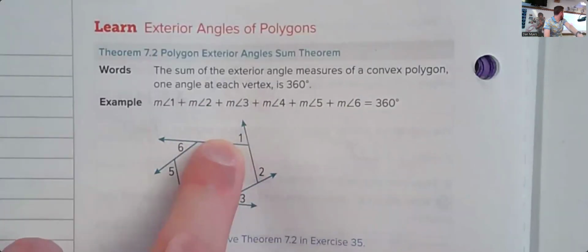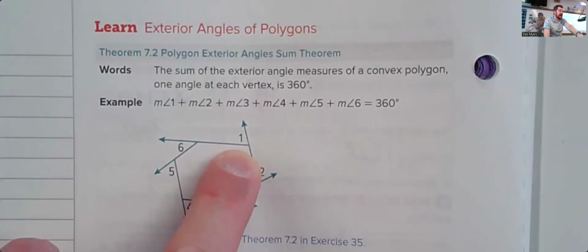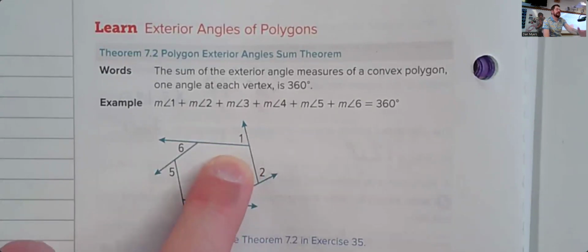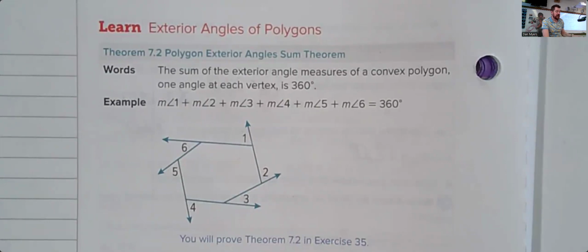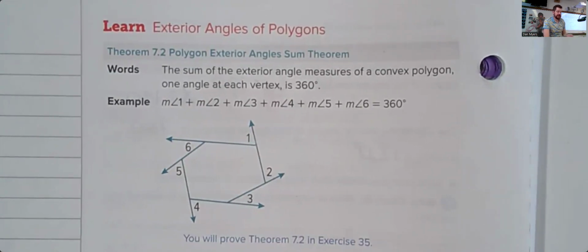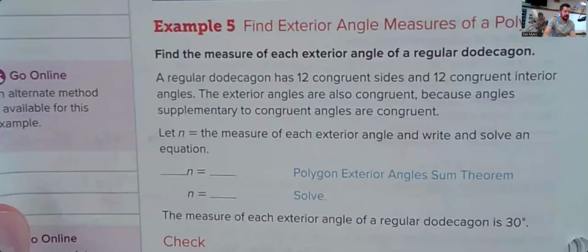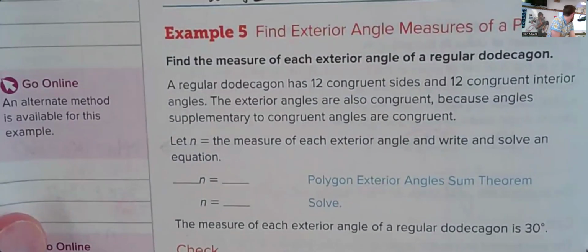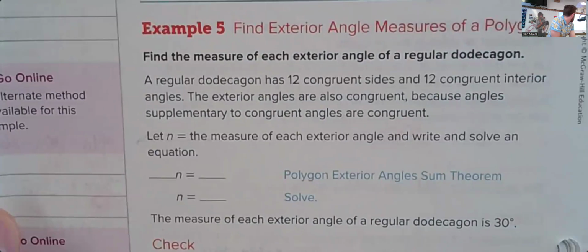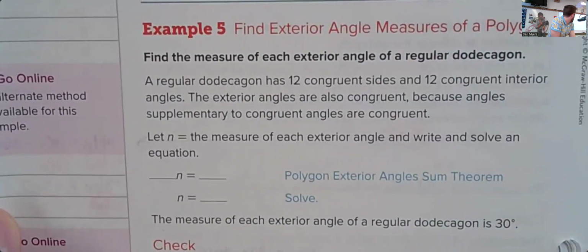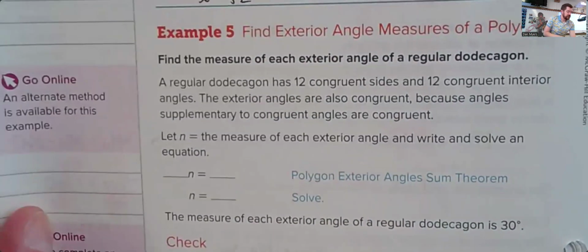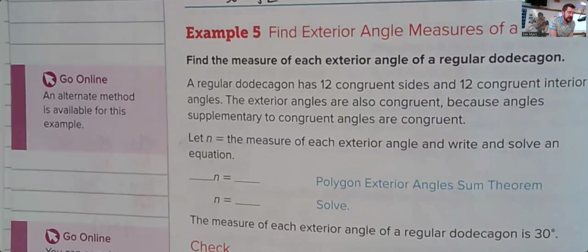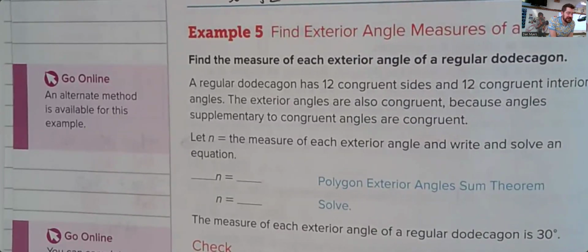Right up here. This exterior angle 1 with the angle right next to it on the inside. Those are a linear pair, means they're supplementary, they add up to 180, which means in a regular polygon, all the exterior angles are also congruent. So if you have a dodecagon, you have 12 sides. So 12, let's see. Let n equal the measure of each exterior angle.